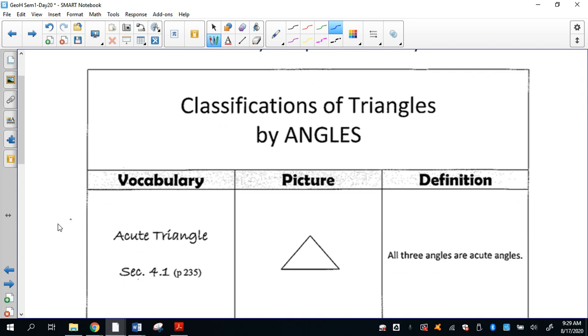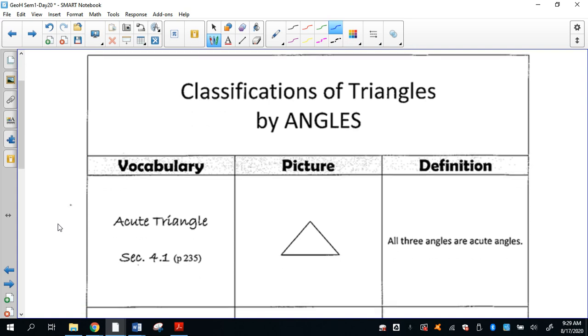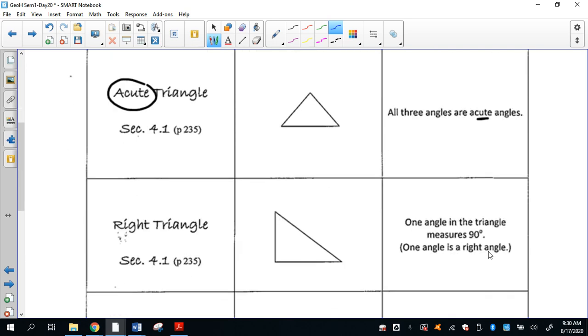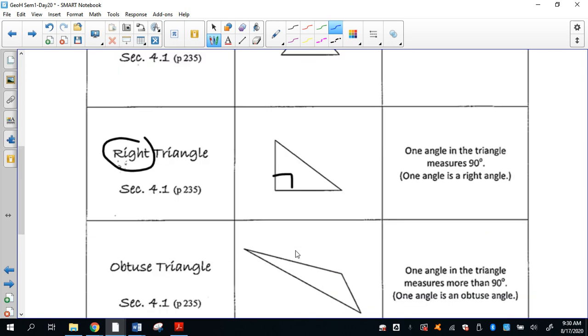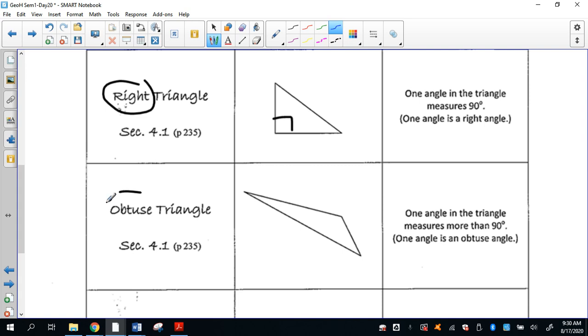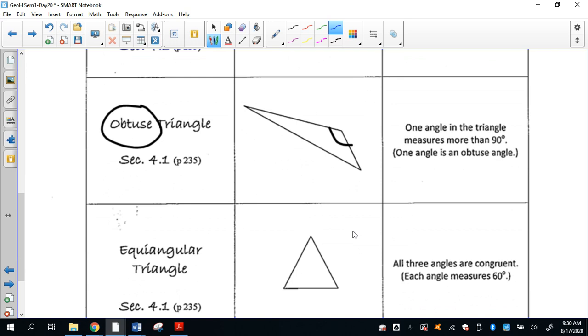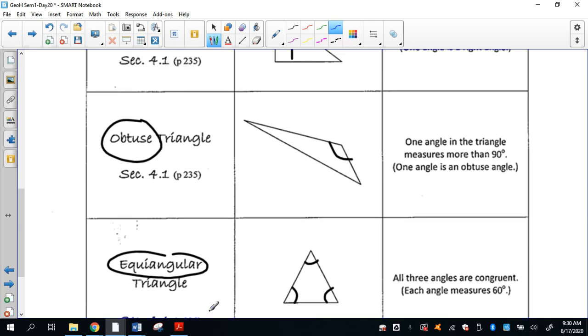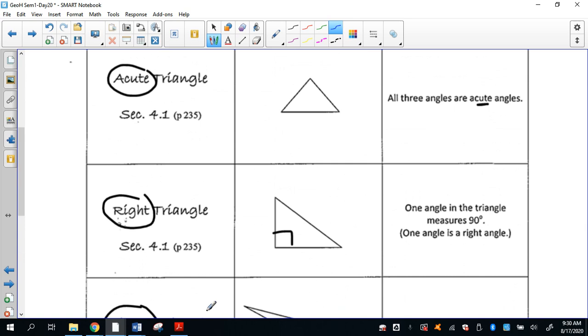So let's first of all look at classification of triangles by angles. You have an acute triangle if all angles are acute, meaning less than 90 degrees. You have a right triangle if one angle has a measure of 90 degrees. You have an obtuse triangle if you have one angle that is obtuse, or has a measure more than 90 degrees. And finally, equiangular means all angles have the same measure. So each one would be 60 degrees. These are the classifications of triangles by their angles: equiangular, obtuse, right, and acute.